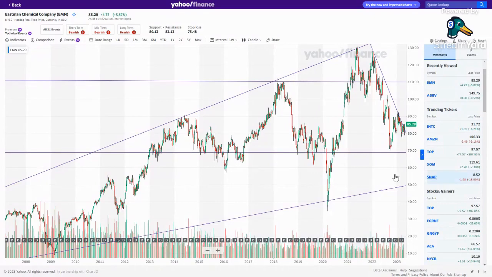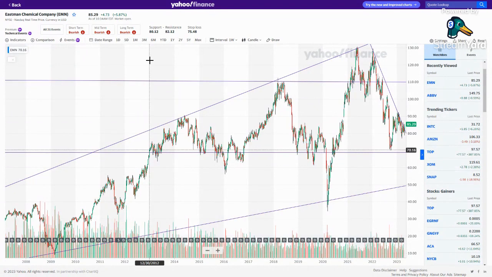This is Fair Value Finder, and today we're looking at the Eastman Chemical Company, ticker EMN. This is a company that I have held for quite some time. I first bought back in mid-2019. I currently own 13 shares at an average cost of $77.